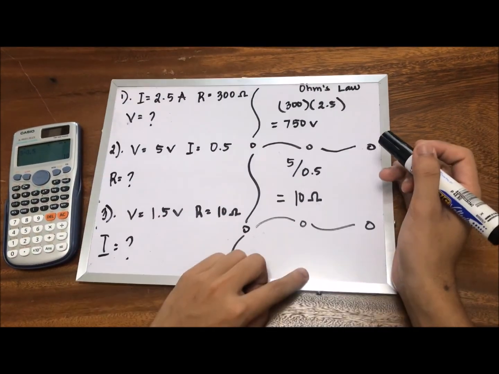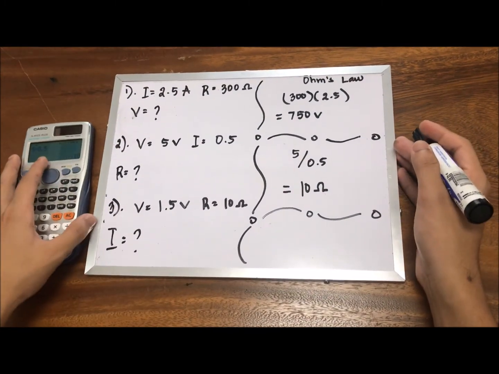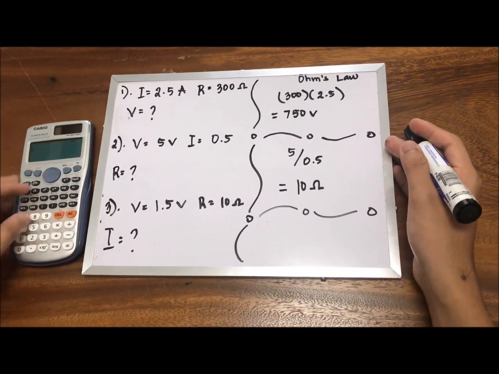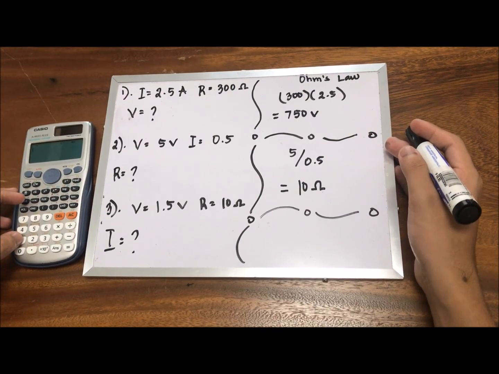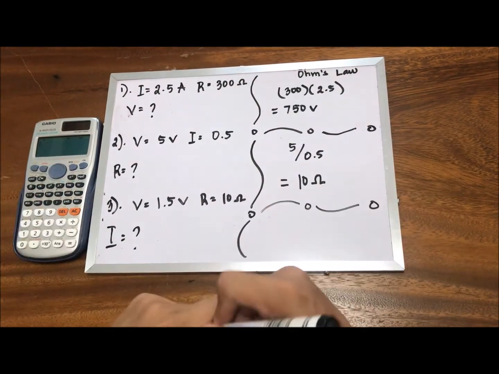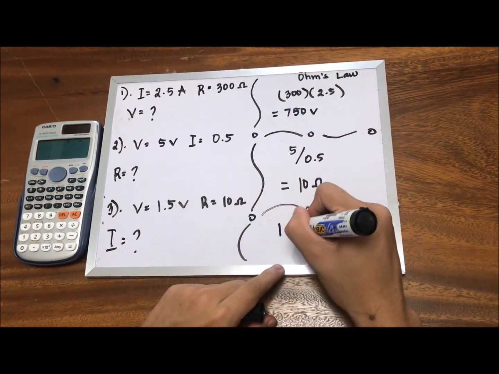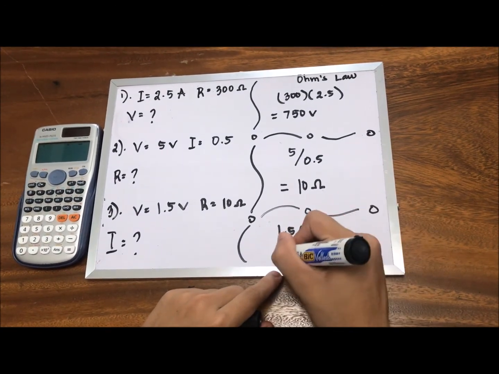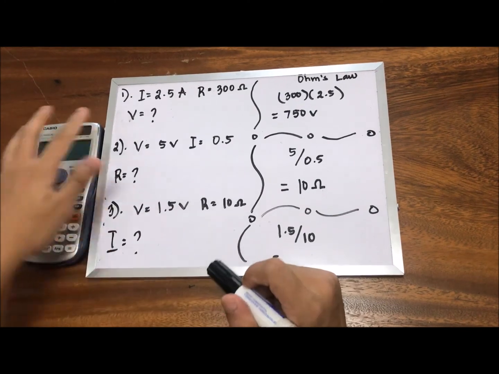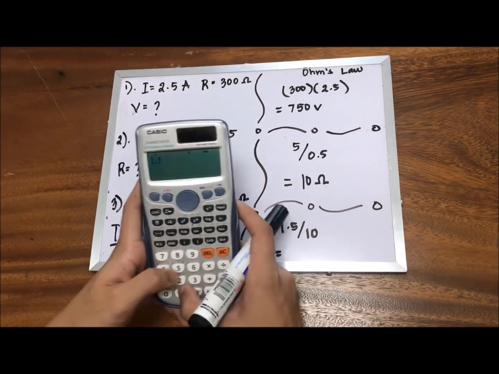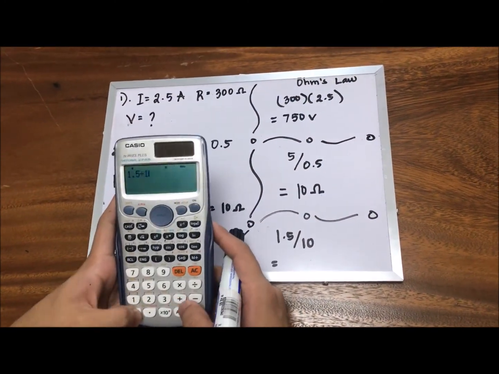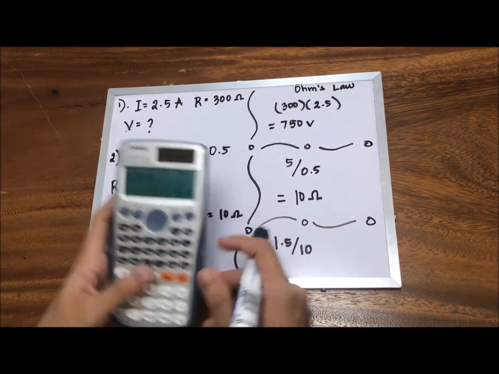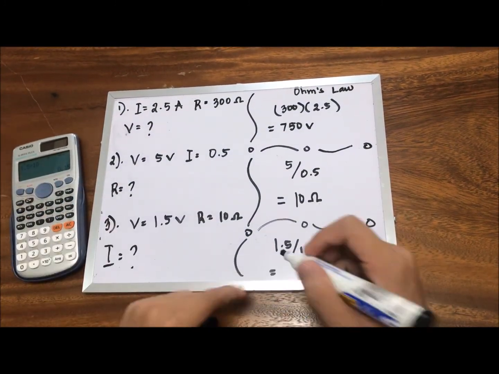For the last number, we are given voltage which is equal to 1.5 volts and resistance which is equal to 10 ohms. If we were to get I, you just have to derive the equation and divide the voltage by its resistance. So 1.5 over 10 is equal to 0.15 amperes.